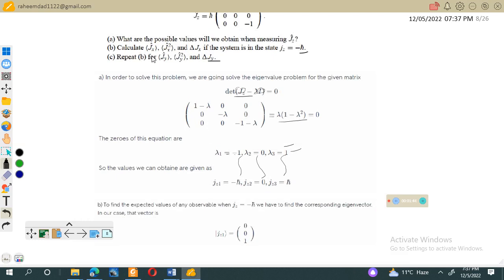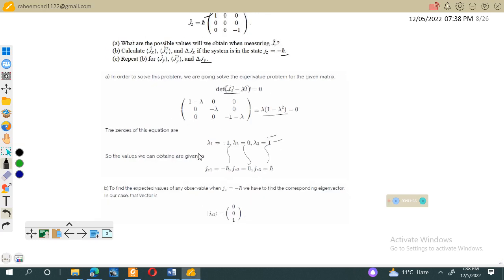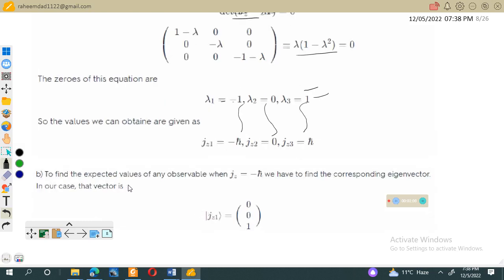Now in the question B, we are required to calculate Jx, J square x and delta Jx if the system is in the state Jz is equal to minus h cut. So first we will find the eigenvectors corresponding to it. To find the expected value of any observable for Jz is equal to minus h, we have to find the corresponding eigenvector. In our case, the vector is 0, 0, 1. Okay.